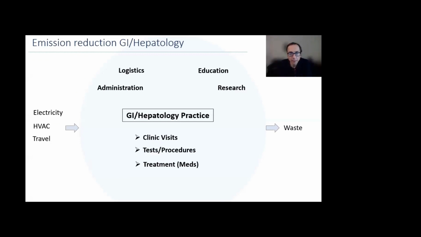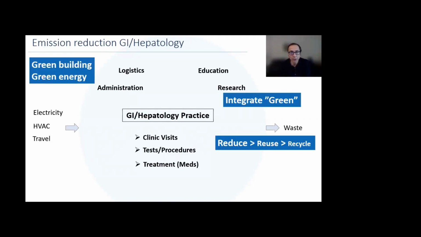I just want to highlight that there are other main areas in which we, within the hospital or a clinic system, can reduce carbon emissions, including renewable energy, green infrastructure, and purchasing of supplies and equipment with a lower environmental impact. We can integrate green sustainability principles into education and research, and we can also follow the 3 R's of reduce, reuse, recycle. All these different aspects are covered in other lectures, so I will not go into this any further.